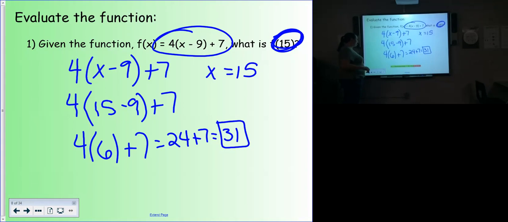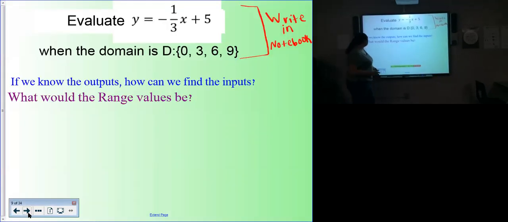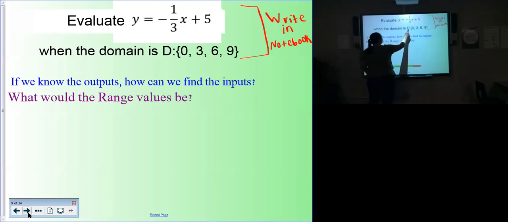The reason why we're reviewing this is because we're now going to apply what we have learned already with domain and range. So sometimes with domain and range, we're going to be given an equation, y equals negative 1/3 x plus 5. They want to know, when the domain is 0, 3, 6, and 9, what the range is, okay? So in order to find that out, my domain, remember, is all my x values.